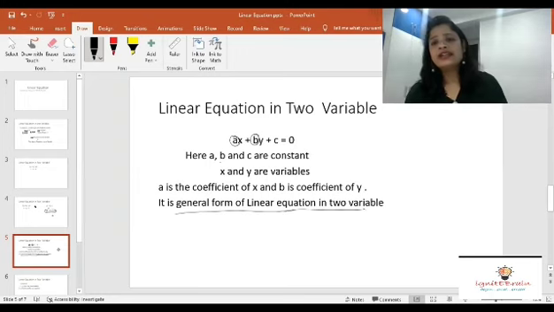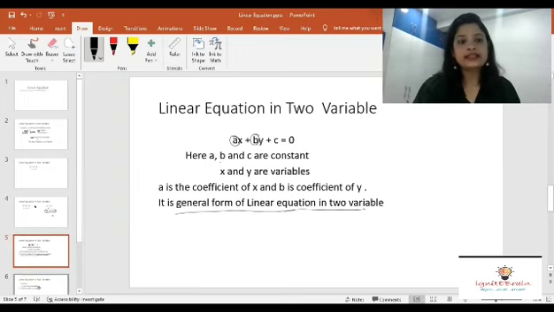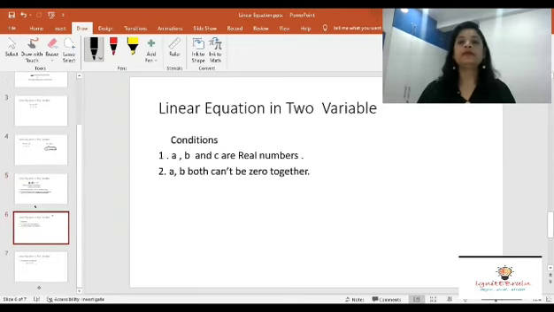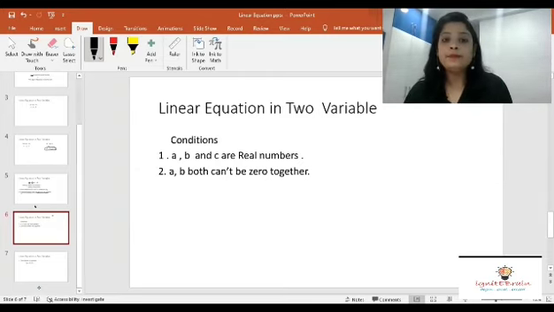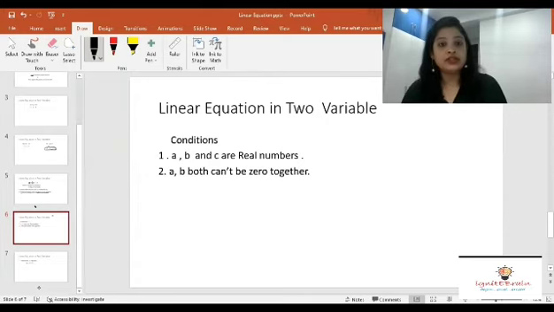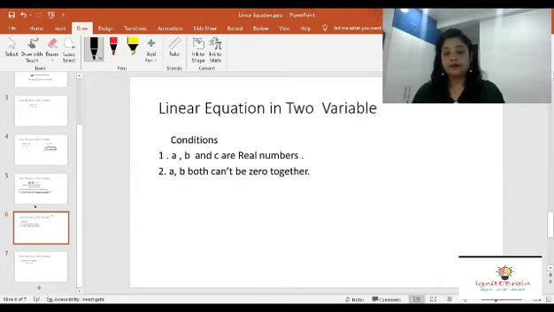Now, does it have any condition as well? Yes, let's see that. Okay, so the conditions are: a, b and c are real numbers. And the next condition is that a and b cannot be 0 together. That is the second condition.